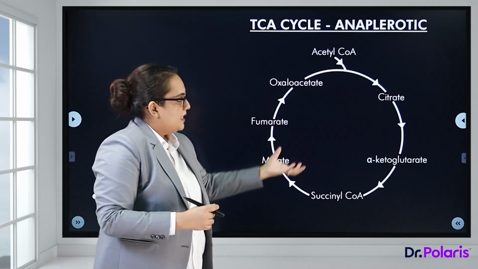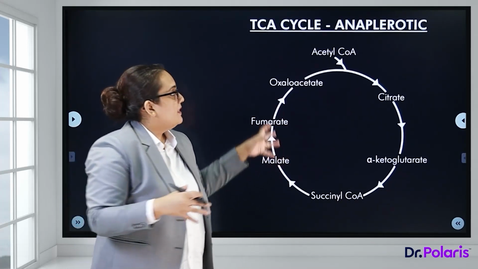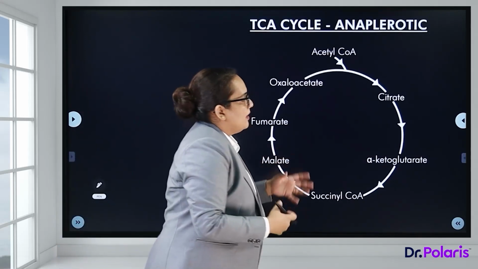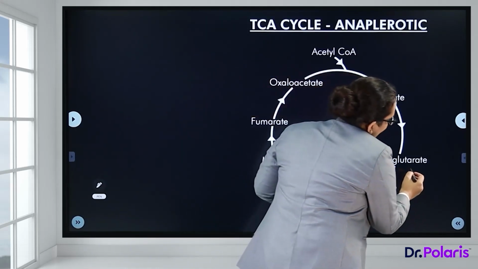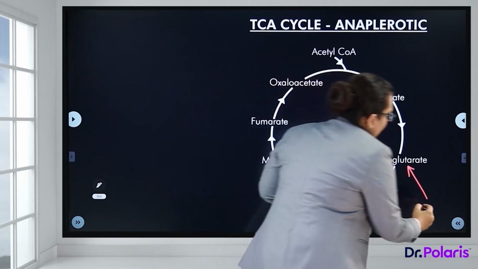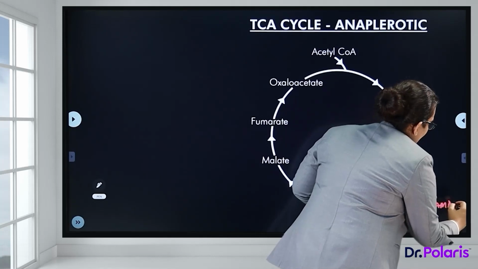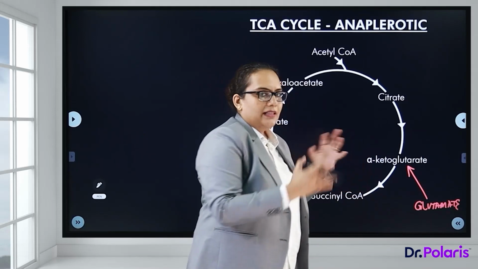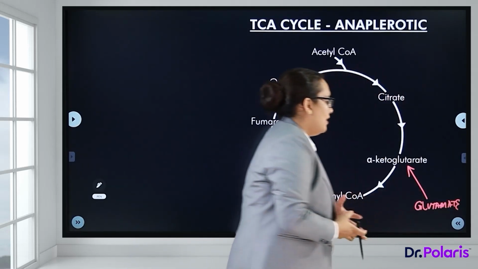Because of the depletion of the intermediates, you need reactions where you can fill up those intermediates within the TCA cycle so that the cycle can continue. So let's have a look at the different anaplerotic reactions. We'll start off with alpha-ketoglutarate, which can be formed from glutamate. The conversion between alpha-ketoglutarate and glutamate is a reversible reaction, so in either direction the reactions can proceed. This happens through transamination or deamination.